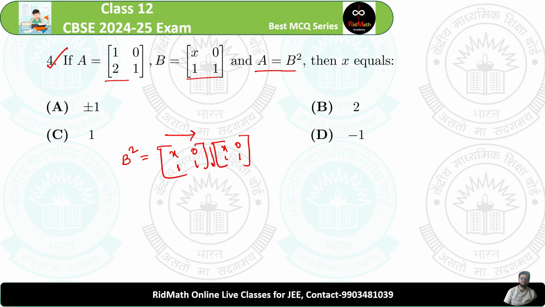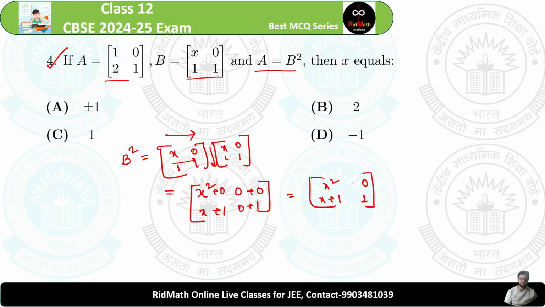Row and column, x square, then 0 into 1, 0, and next 0 plus 0. Second row, first column, x plus 1 and then 0 plus 1. So this is x square, x plus 1, 0 1. Okay, now this is equal to 1 2, 0 1.